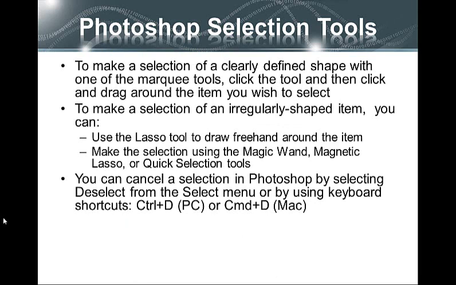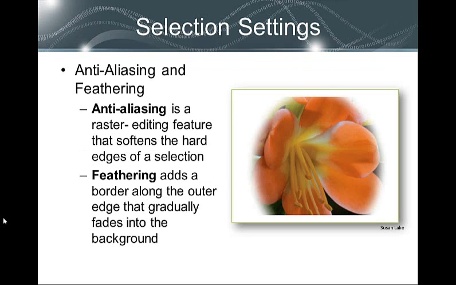To make a selection of a clearly defined shape with one of the marquee tools, click the tool and then click and drag around the item that you wish to select. To make a selection of an irregularly shaped item, you can use the lasso tool to draw freehand around the item. Make the selection using the magic wand, magic lasso, or quick selection tools. And you can cancel a selection in Photoshop by selecting Deselect from the Select menu or using the shortcuts Ctrl-D on a PC or Command-D on a Mac.